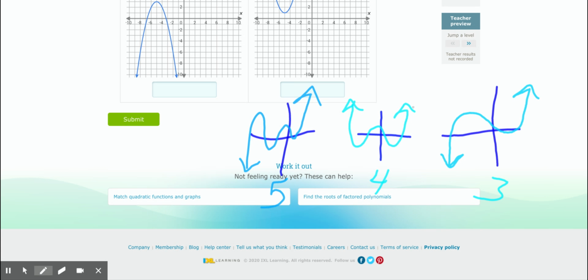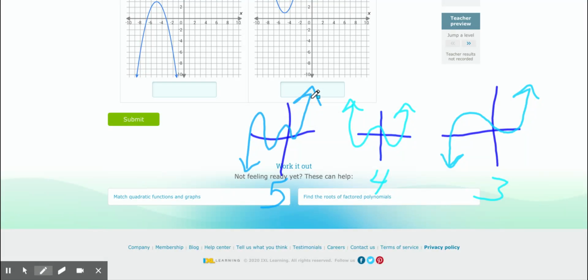And then the leading coefficient's basically going to help us see if our whole thing is reflected or not. So with a positive leading coefficient on an odd degree graph, so like 3 or 5, it starts down and ends up.